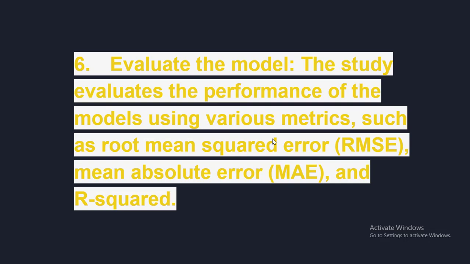Mean absolute error is another measure of the average difference between the predicted and actual house prices, but it takes the absolute value of the difference rather than squaring it. R squared is a measure of how well the model fits the data. It indicates the proportion of variance in the response variable that can be explained by the predictive variables. An R squared value of 1 indicates a perfect fit, while a value of 0 indicates that the model explains none of the variance in the response variable.